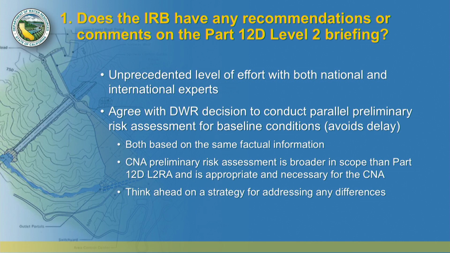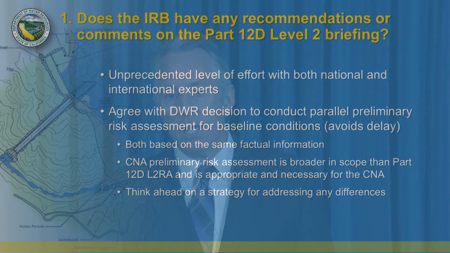We do agree strongly with DWR's decision to conduct parallel preliminary risk assessment for baseline conditions, and this will avoid delay. Originally, the project was lined up such that the level 2 risk assessment would be done in time for the comprehensive needs assessment project team to use those results without any delay. And because this process is taking longer, I think the team has wisely made the decision to conduct a parallel analysis so that the CNA can move forward without any delay.